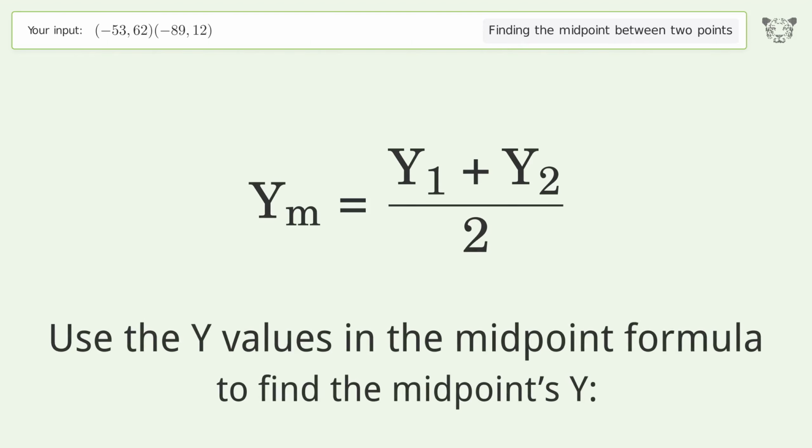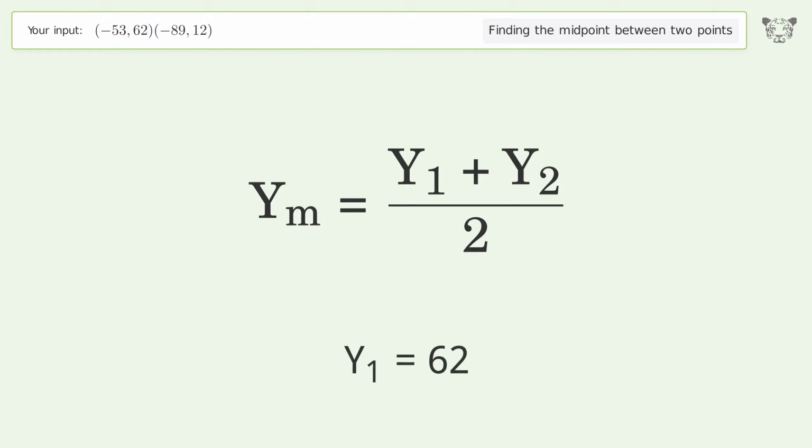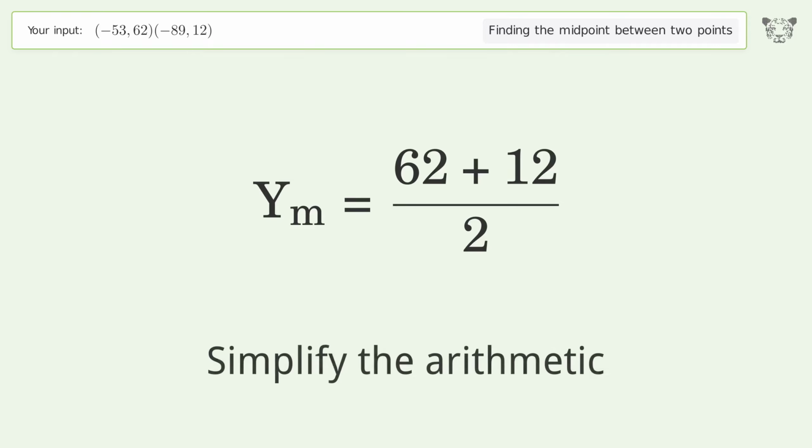Use the y values in the midpoint formula to find the midpoint's y. y1 equals 62. y2 equals 12. Simplify the arithmetic.